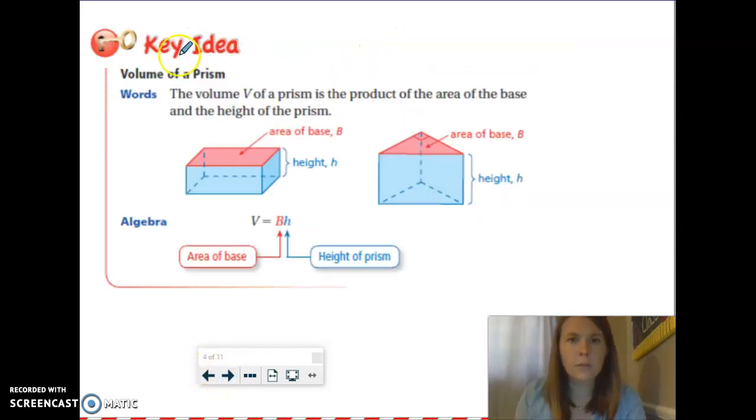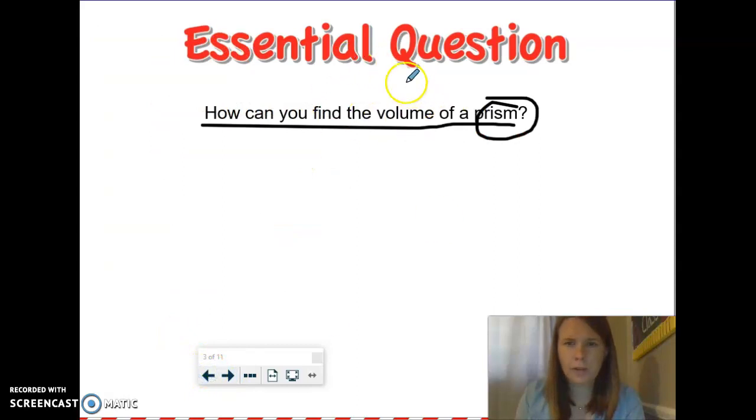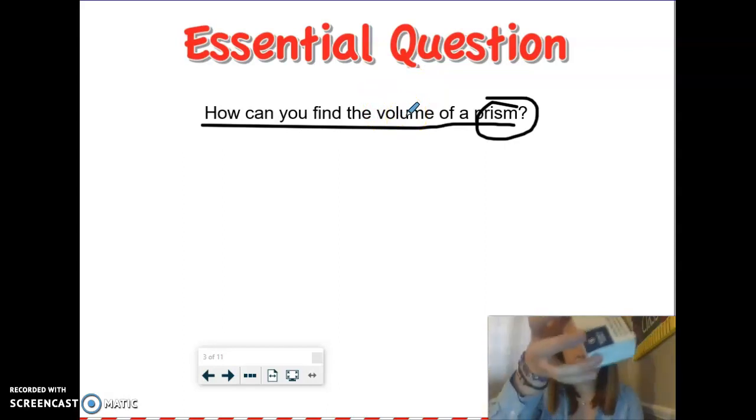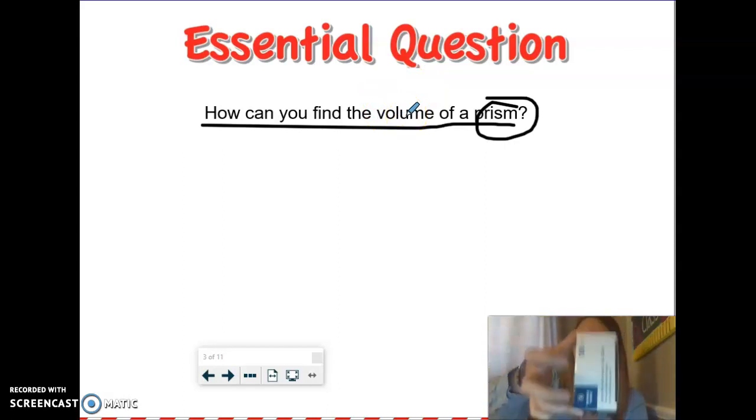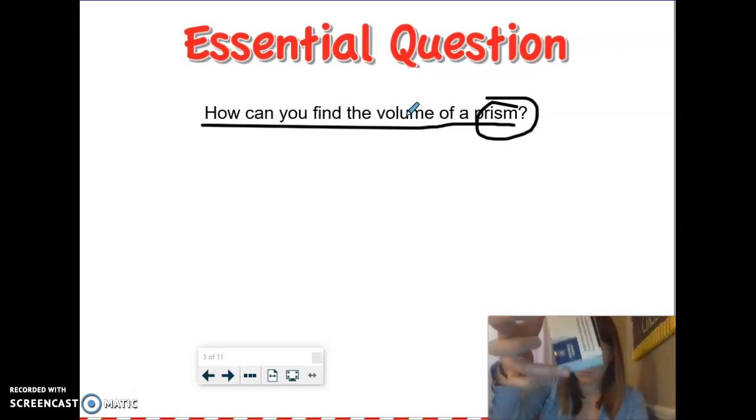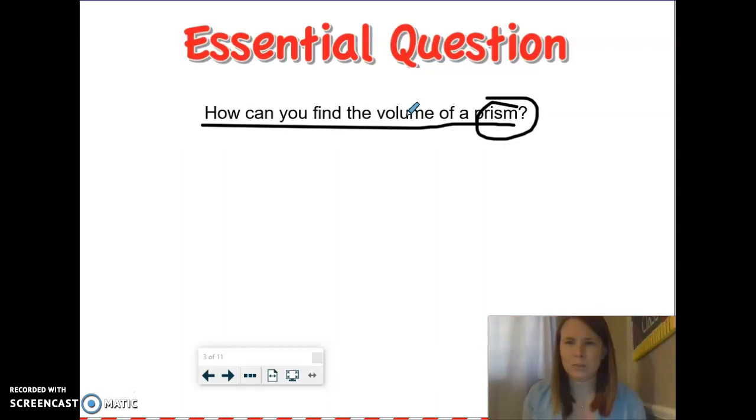Okay. So before I get to this, what I wanted to think about, your volume is how much can this hold. So if I'm looking at this thing of paper clips here, I want to know how much can I fill this up with. Whether I'm filling it up with paper clips, water, or toothpaste, how much is going to fit in there? What amount of space will it fit?